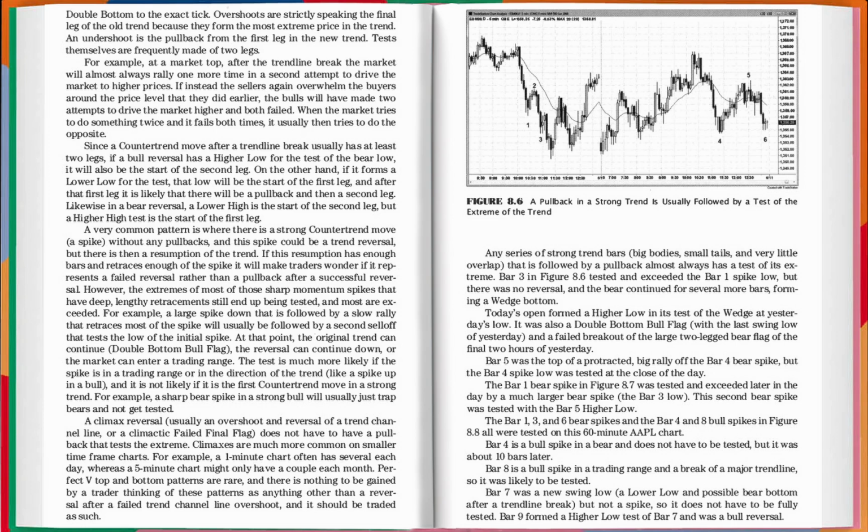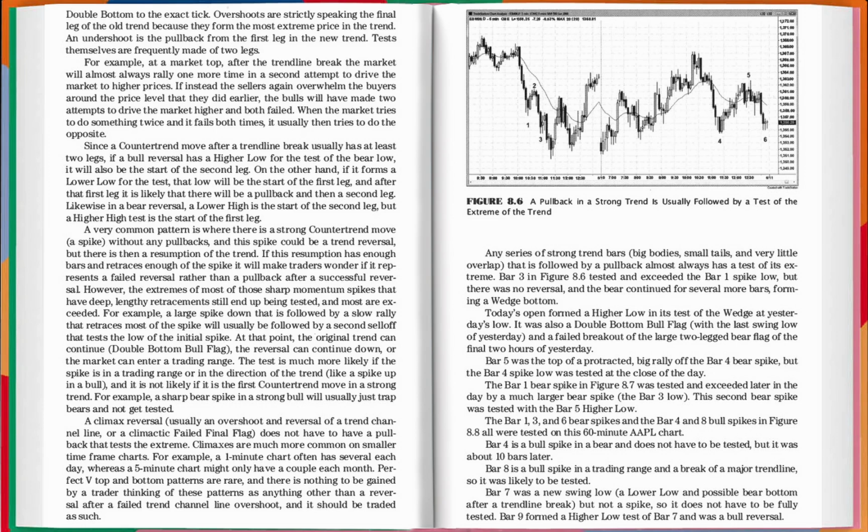A very common pattern is where there is a strong countertrend move, a spike, without any pullbacks, and this spike could be a trend reversal, but there is then a resumption of the trend. If this resumption has enough bars and retraces enough of the spike, it will make traders wonder if it represents a failed reversal rather than a pullback after a successful reversal.